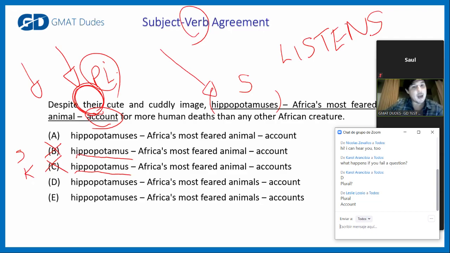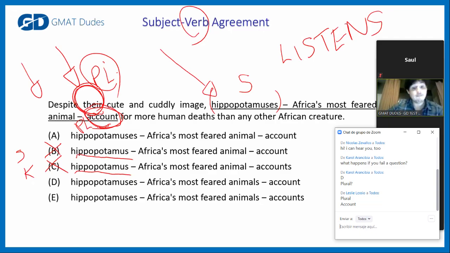So, Leslie, account, right here, is it singular or plural? It's plural. And that's the problem we have at this point. Hippopotamuses is plural, but an account is plural too. And that's good. But Leslie, there is a choice. One of our choices has a subject and a verb that don't have the same number. Can you identify it for us, please? Take your time. It's a difficult question.